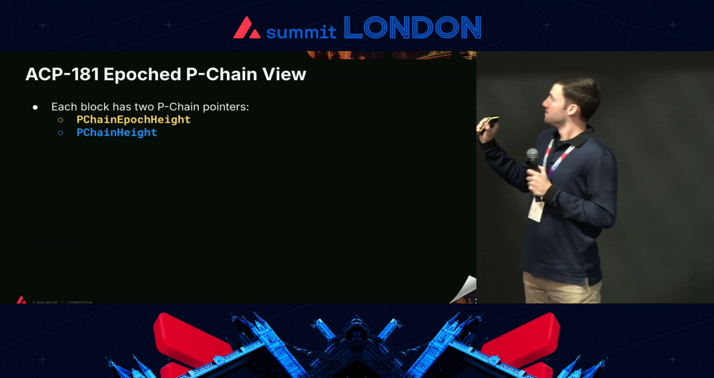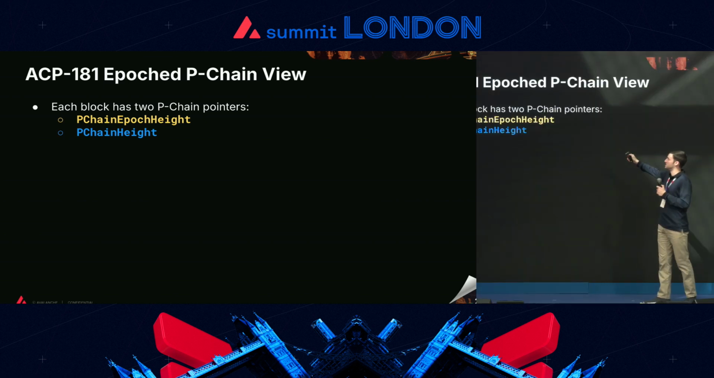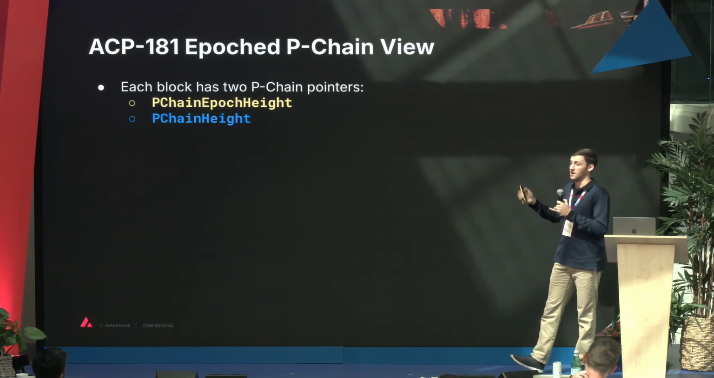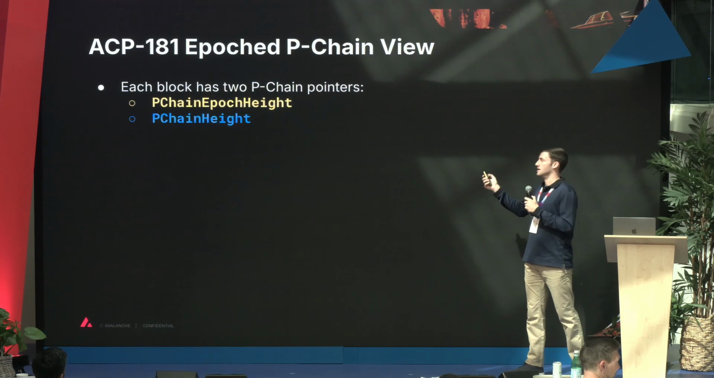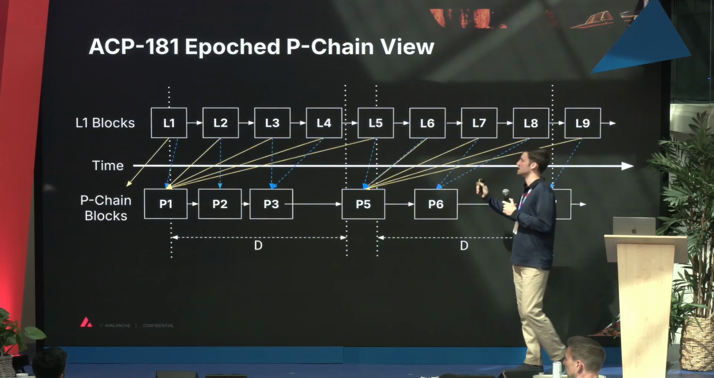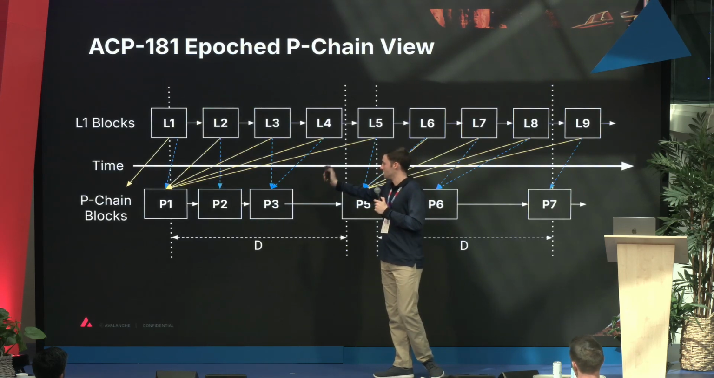So each block on the L1 has two p-chain pointers. One is the p-chain epoch height, which is the height that's used for ICM verification. And then the second is the p-chain height, which is the current p-chain block. So you can see the yellow pointers here are the p-chain epoch height, and the blue pointers are the current p-chain height.